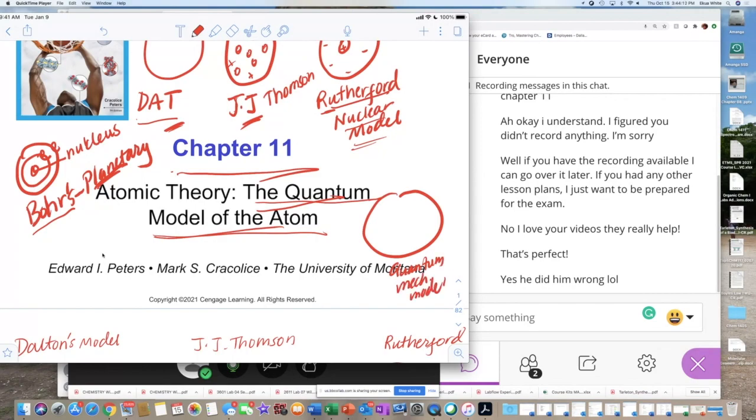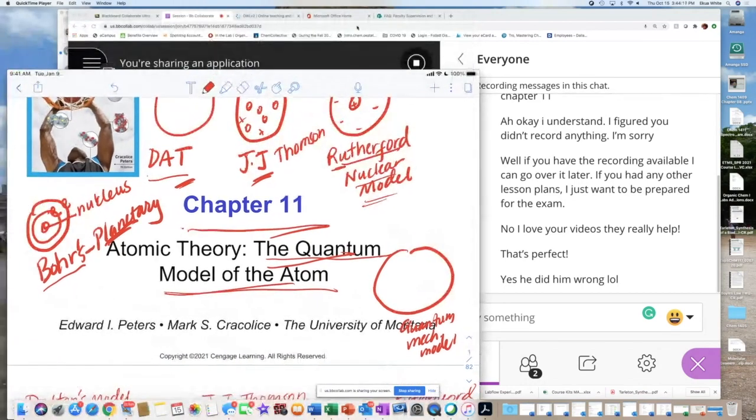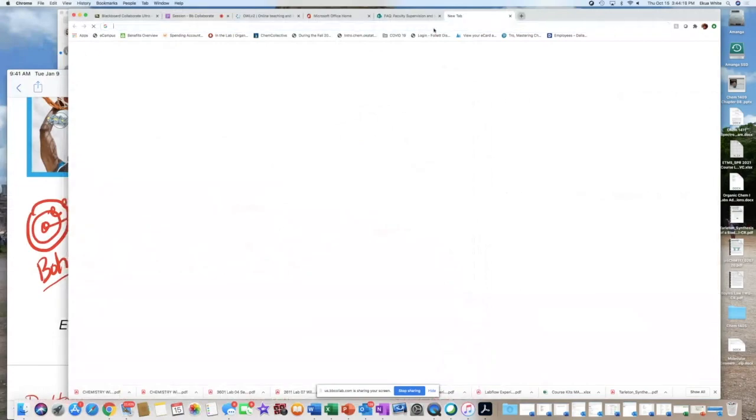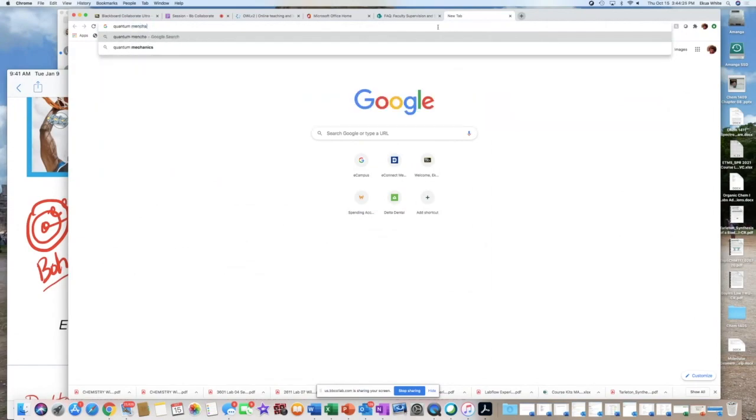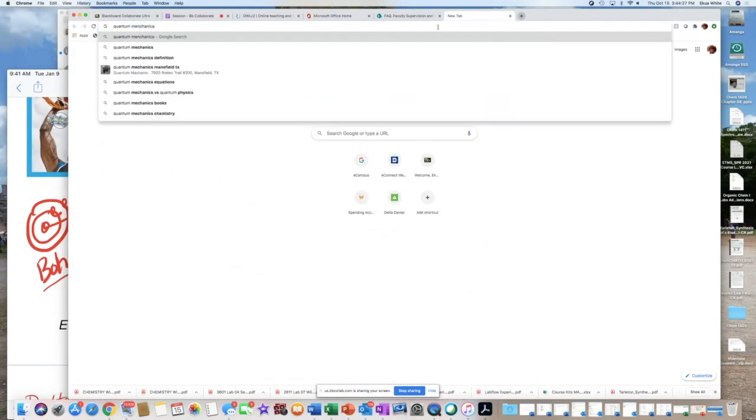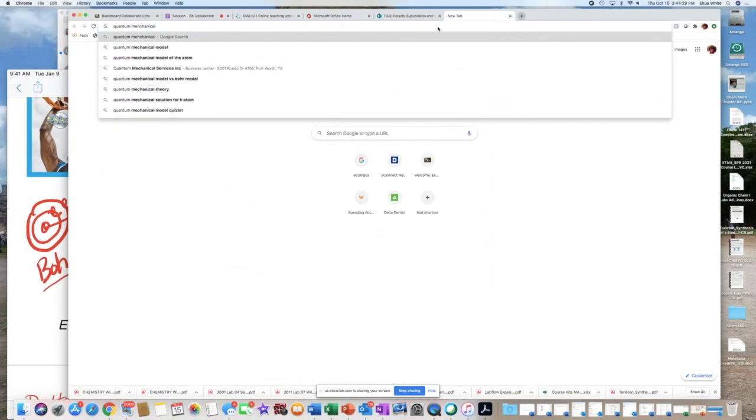So what I'm going to do here is actually Google. Since I've already gone over this, watch the previous videos to get the details. I'm going to Google right here, and then we'll Google the quantum mechanical model to see what's out there. If I can spell this right. Quantum mechanical. Scientists don't even try to draw this because it's so complex.